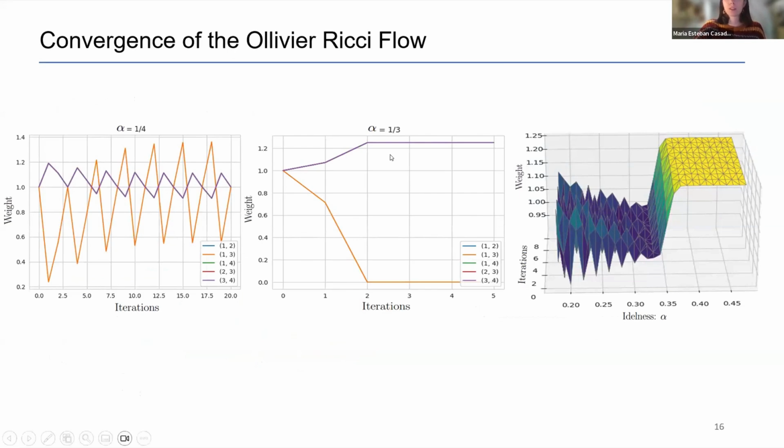But then in the middle diagram, you can see that if we set alpha equal to 1/3, in this case, it indeed converges. And finally, in the 3D plot that I have on the right, you can see this change of behavior. So here you can see the different values of the idleness alpha through the Ricci flow and how the weight changes. So you can see that when alpha is 1/3, which is approximately 0.3 something, there's a change of behavior and the weights go from bouncing to converging.